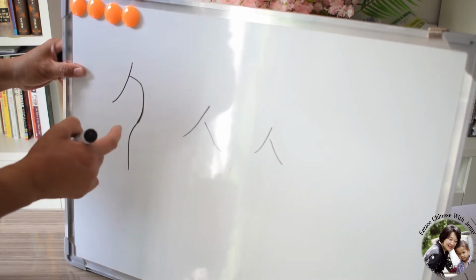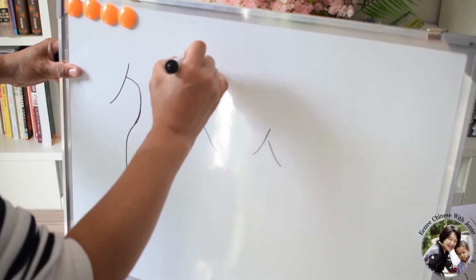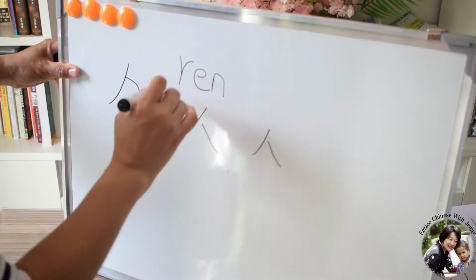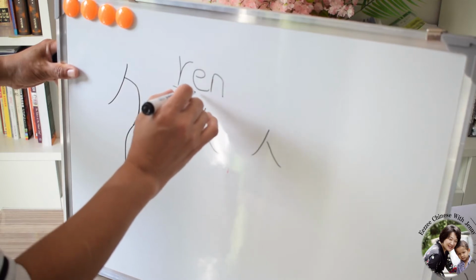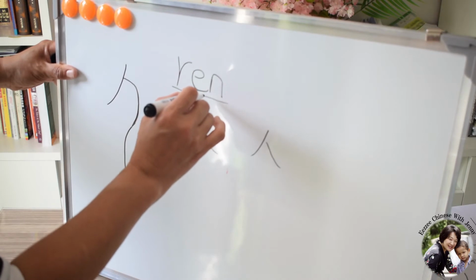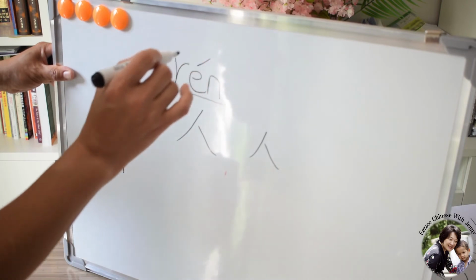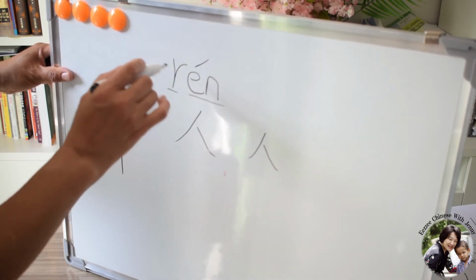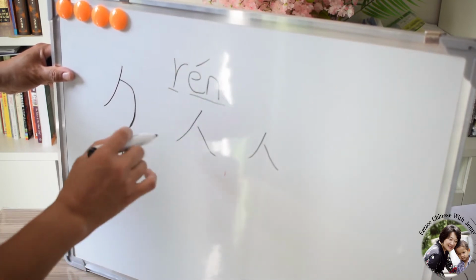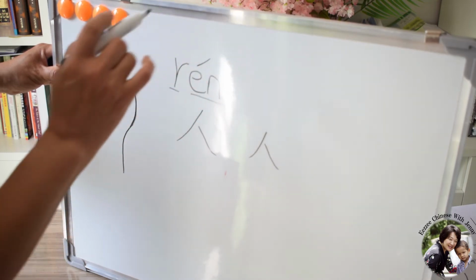And the pronunciation is R, N. So the consonant is R. The vowel is N, R, N. And the tone is the second tone, Ren. The first tone is Ren. This character's pronunciation is Ren.